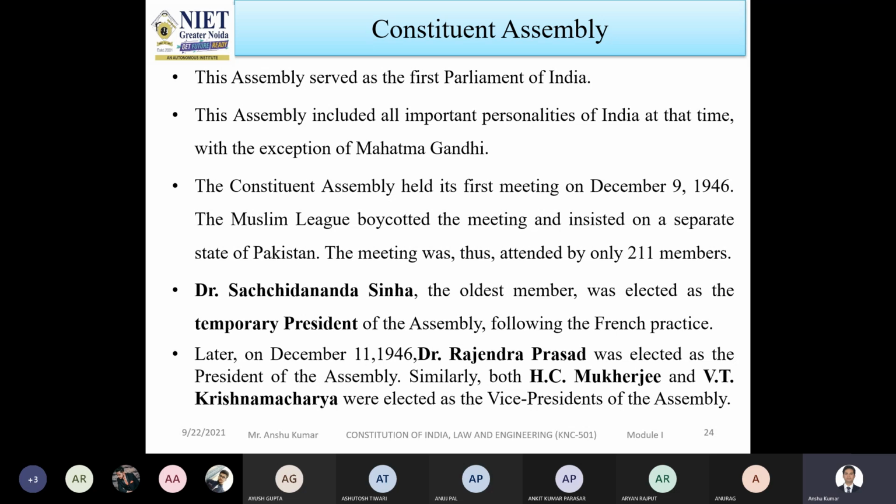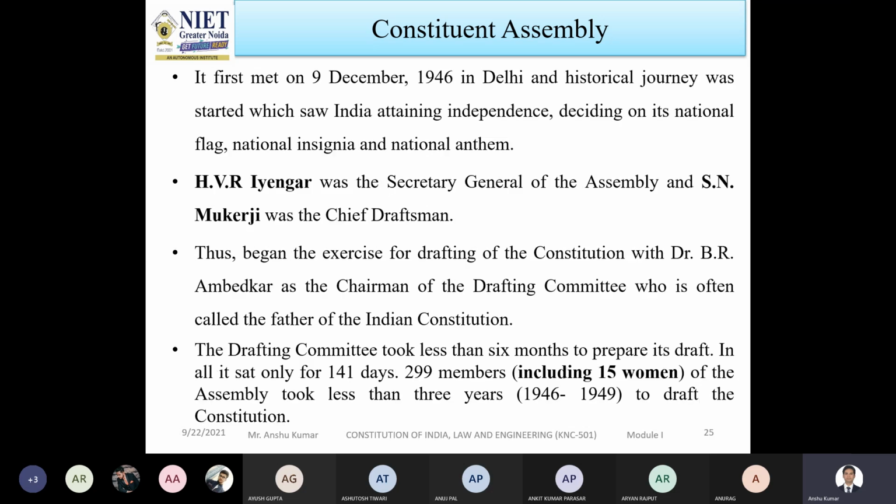Similarly, both S.C. Mukherjee and V.T. Krishnamachari. I have noticed that most people remember who was the temporary president and later the full president, but sometimes forget who was the vice president. There were two vice presidents: one is S.C. Mukherjee, another is V.T. Krishnamachari, who were elected as vice presidents of the Assembly. Remember these points.